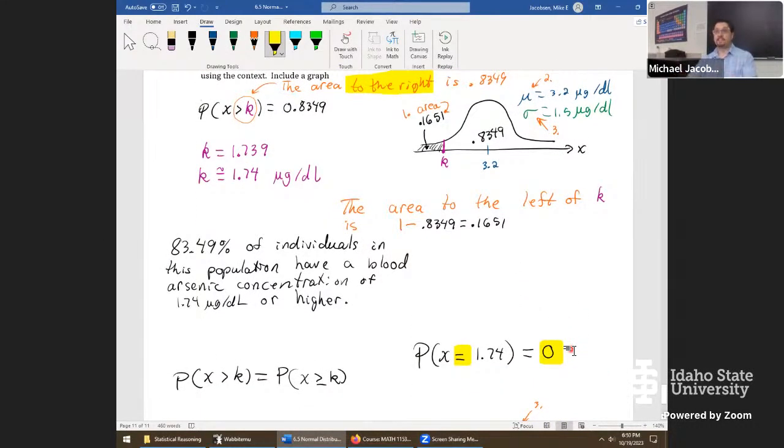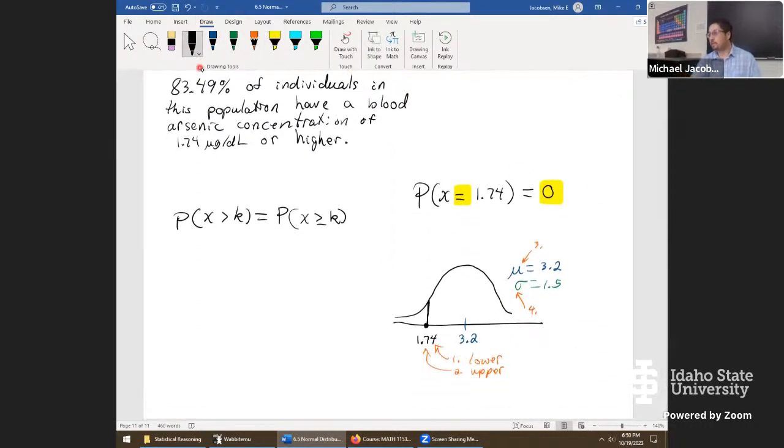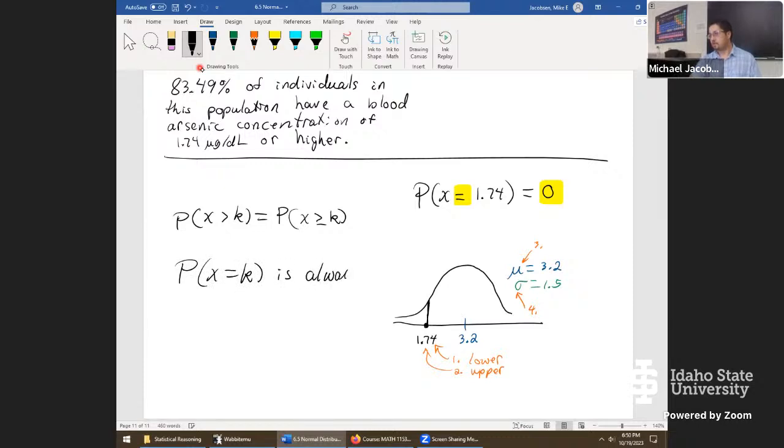Probability is just a weird science. It always comes out 0 for this statement. Let's say that as just a final mention: probability X equals K is always 0 for the normal distribution. If we were in a normal probability, say in chapter 5, X could take on a specific value, but here it's got to be a range.